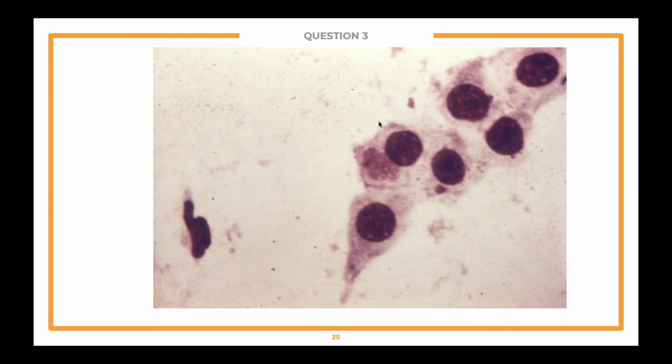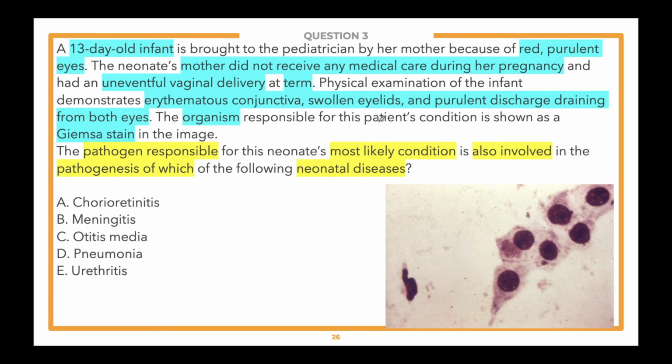Actually, first, we'll zoom in on that slide so you can get a nice good look at that, and then we'll move on to the answer choices. Once again, we will start at the bottom and work our way up to the top. Answer choice E, urethritis. D, pneumonia. C, otitis media. B, meningitis. And A, chorioretinitis.